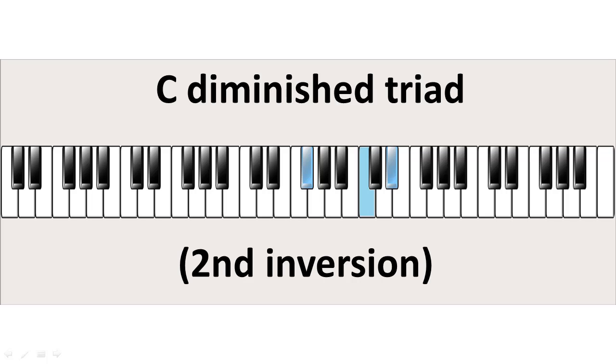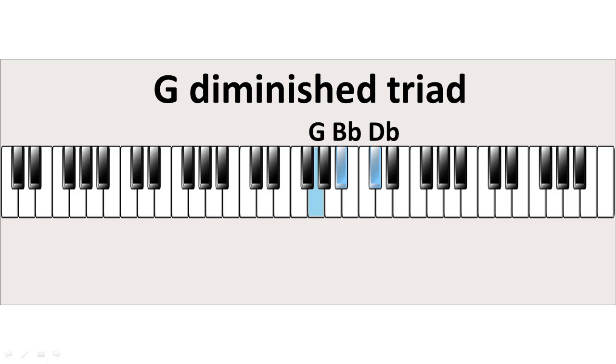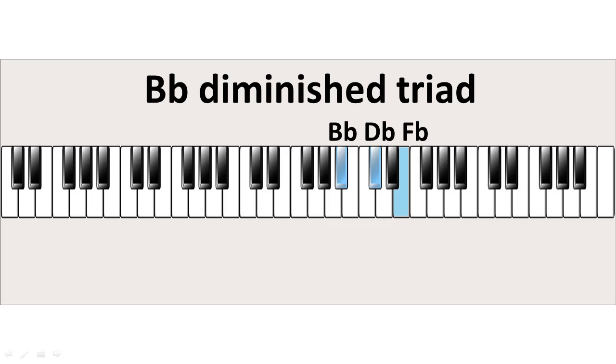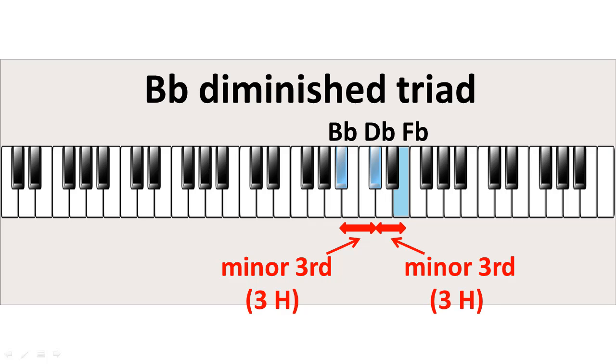Let me show this with another triad than the C diminished triad. For example, G diminished. From G to B flat is a minor third, and from B flat to D flat is another minor third. This is a G diminished triad. Okay, I think that you can find out the inversions yourself. So one more example. The B flat diminished. So from B flat to D flat is a minor third, and then from D flat to F flat, which is of course enharmonic equivalent to E, is another minor third.